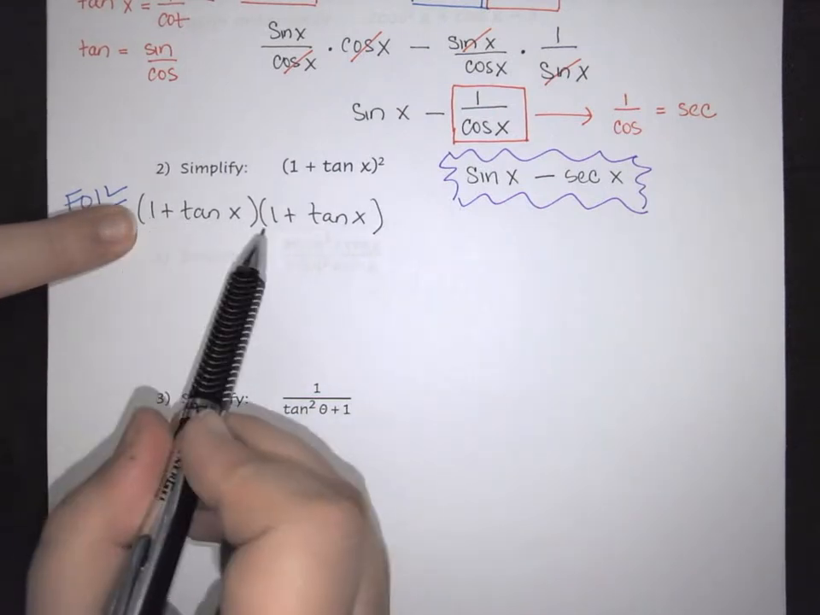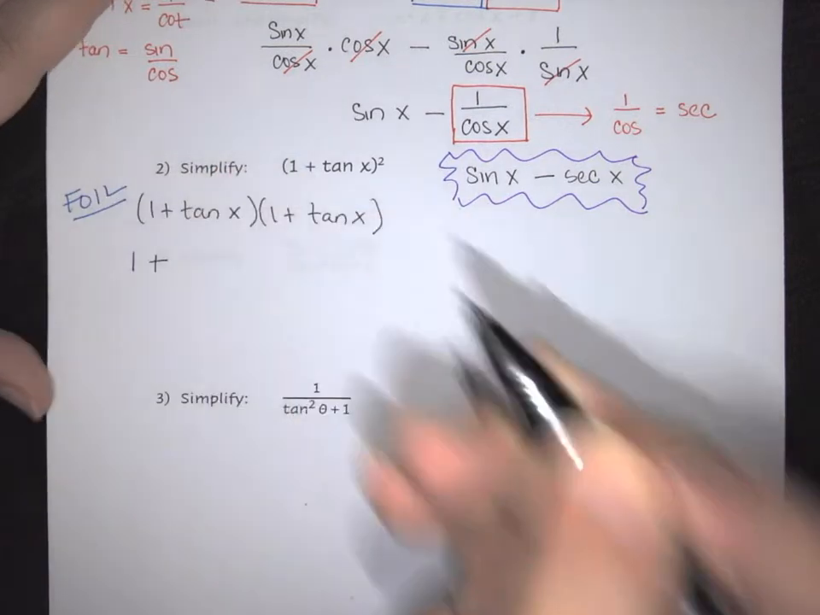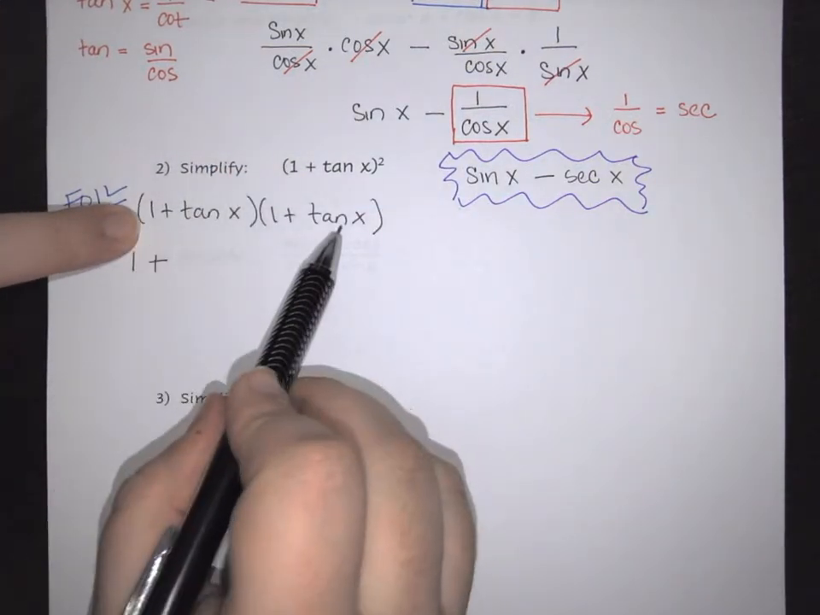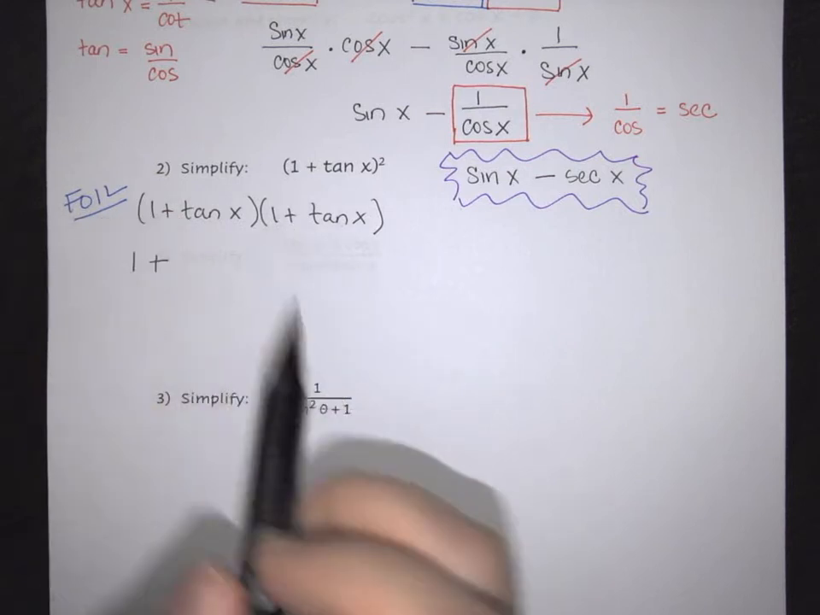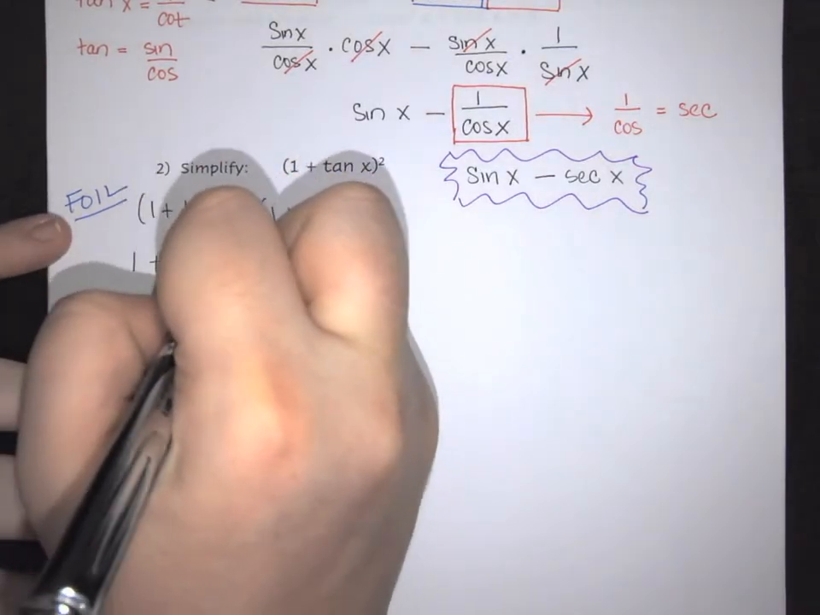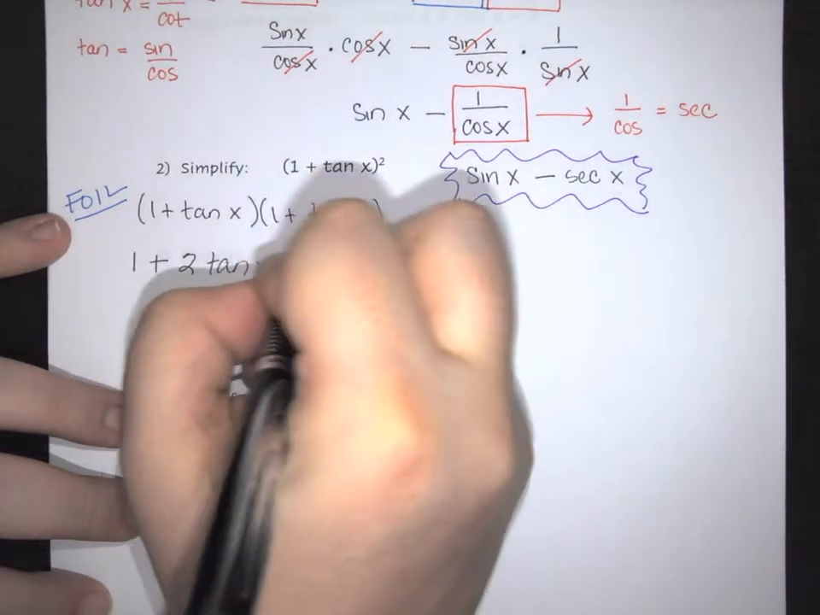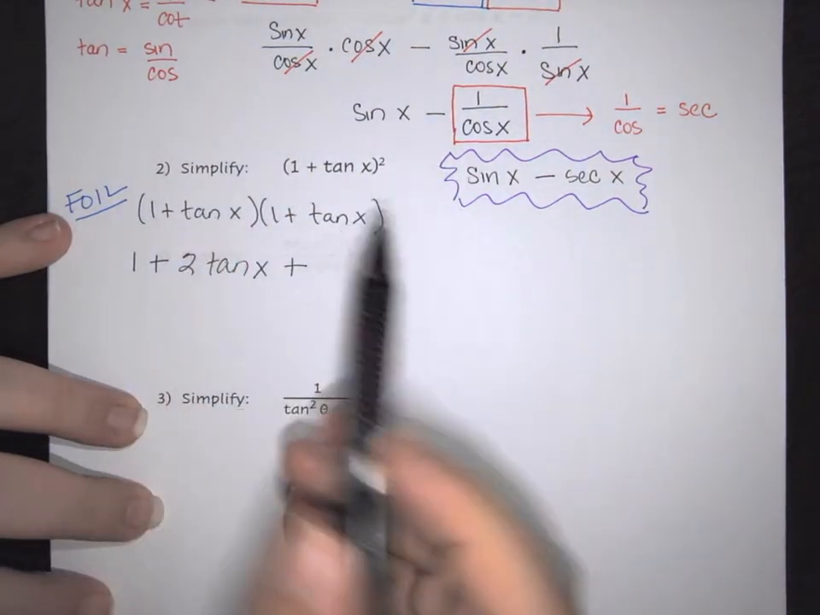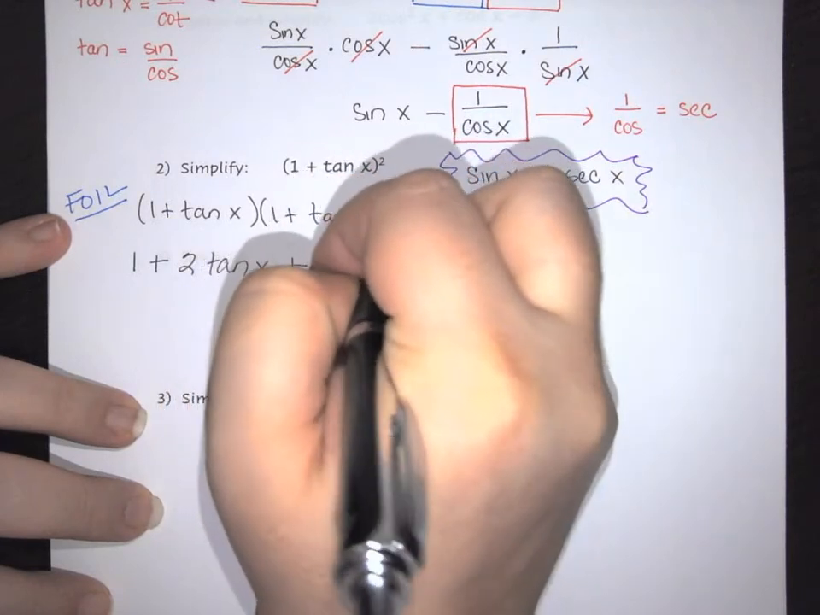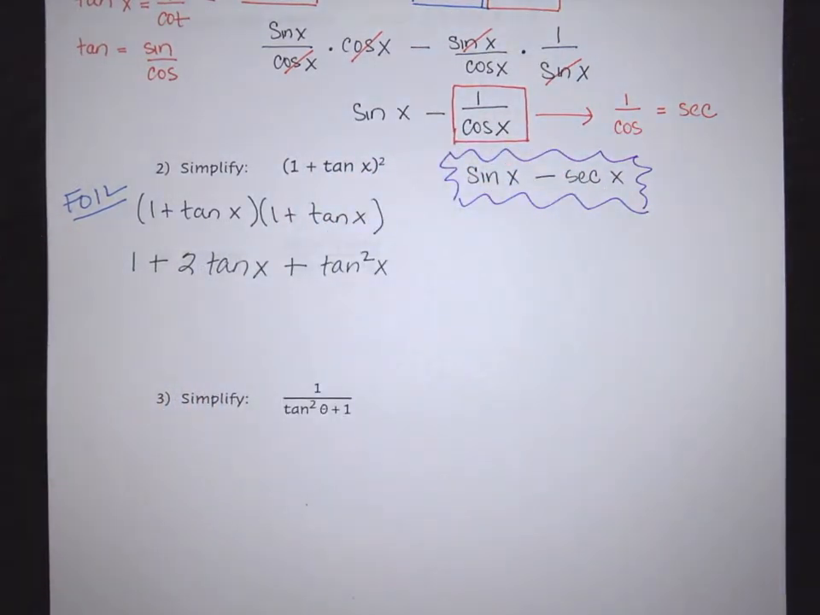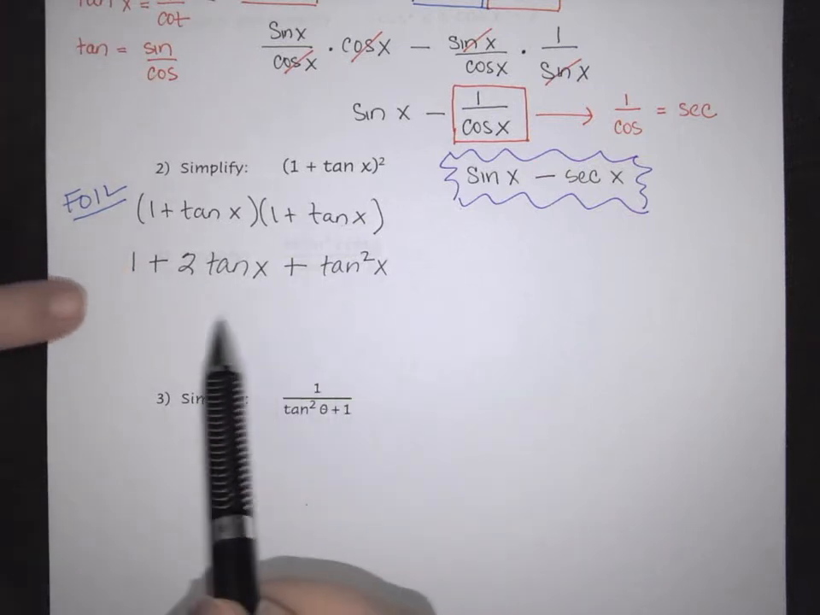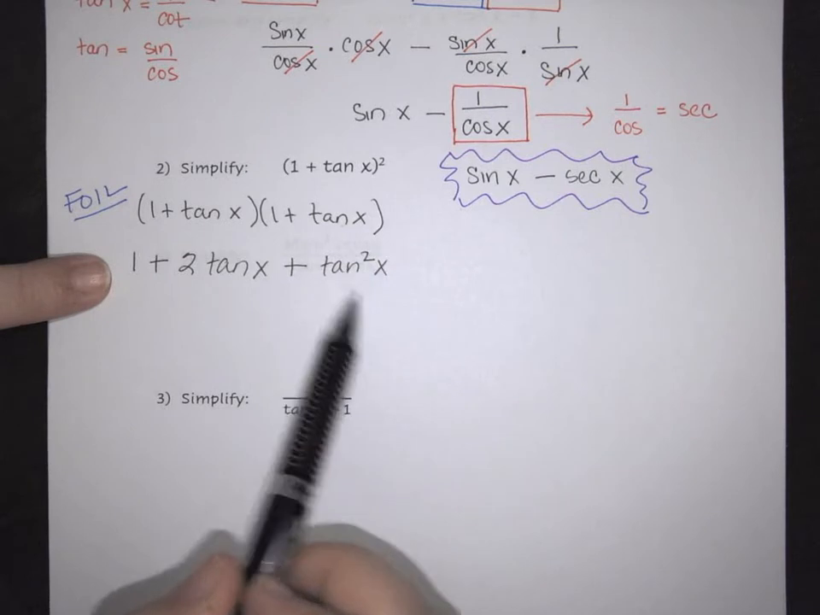So my first is 1 times 1, so this gives me 1 plus. My outers is going to be 1 times the tangent, and my inners is going to be 1 times the tangent. So this gives me a total of 2 tangent of x. And then we're going to have last, tangent and tangent. So this is going to give me tangent squared of x. Now when we're looking at these again, just like before, we have to look at what we actually have that we can work with. And in this case, we have what appears to be a Pythagorean identity. The way I know that is because I have 1 and I have a squared function.